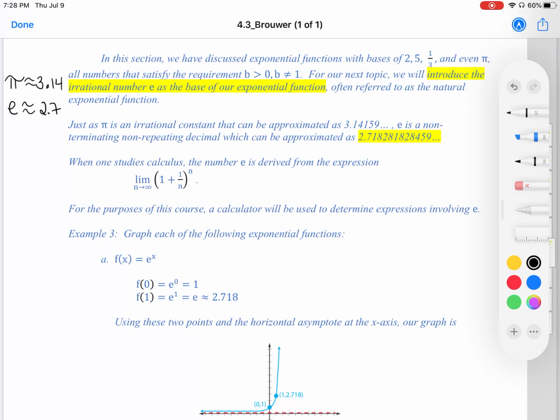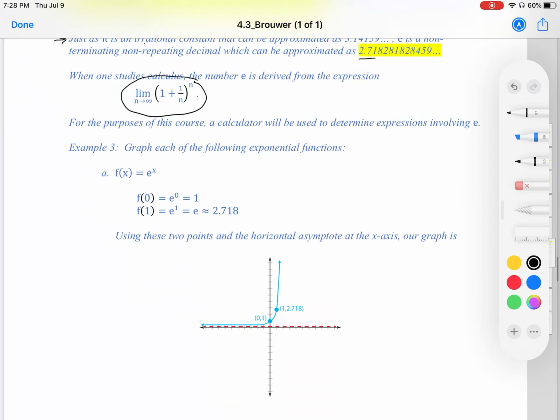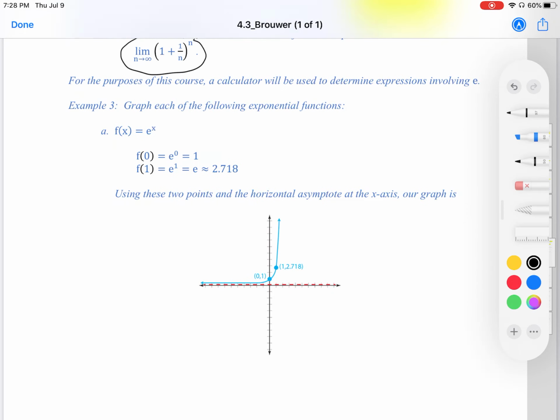It's about 2.7. Just as pi is an irrational number that can be approximated as 3.14, e is a non-terminating, non-repeating decimal that can be approximated as 2.7. When one studies calculus, the number e is derived from the expression the limit as n approaches infinity of 1 plus 1 over x raised to the n. For the purposes of this course, a calculator will be used to determine the expressions involving e.